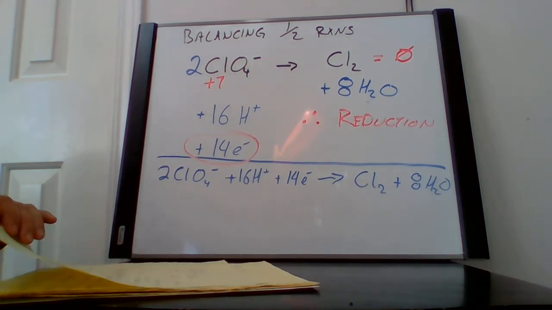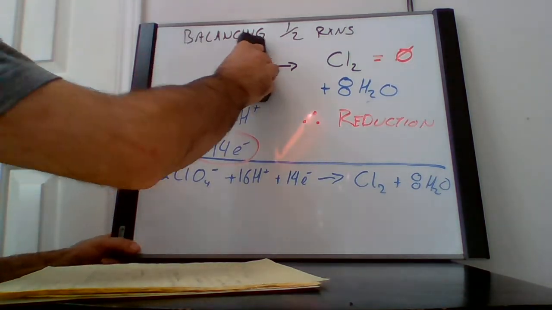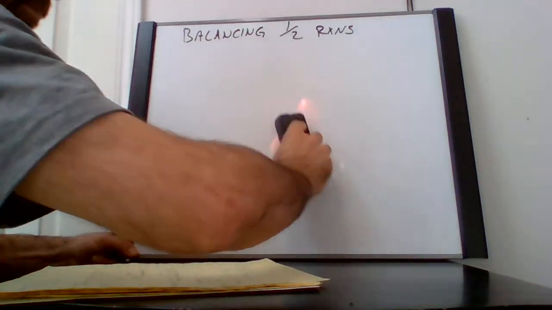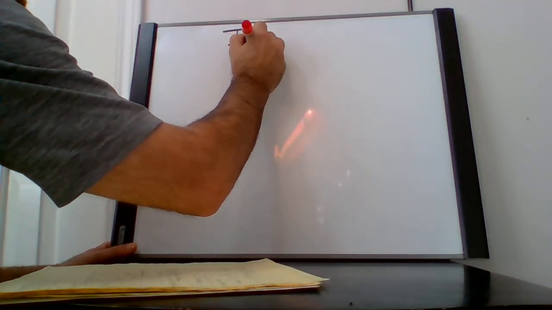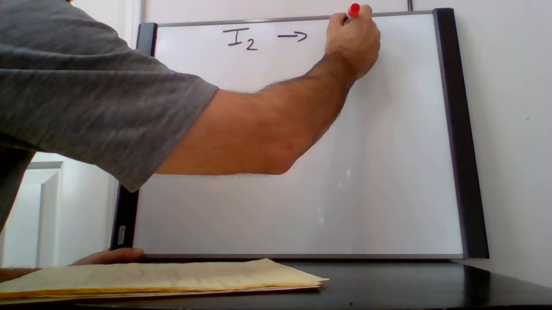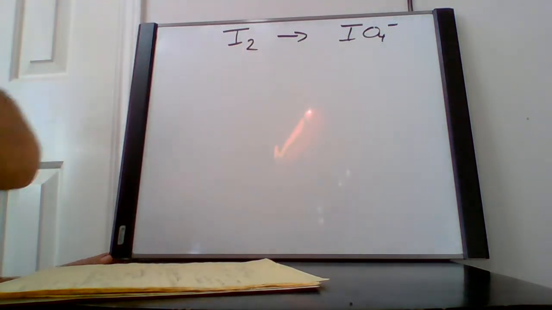Let's take a look at a basic situation. Basic conditions. Okay, so that first one was acidic conditions, and we had those H pluses. Now, when we're looking at our basic, we have this extra step at the end where we will add in OH minus to both sides of equal value to cancel out any of the hydrogens. So let's see what this looks like. We are going to look at the reaction of I2 to form IO4 minus.